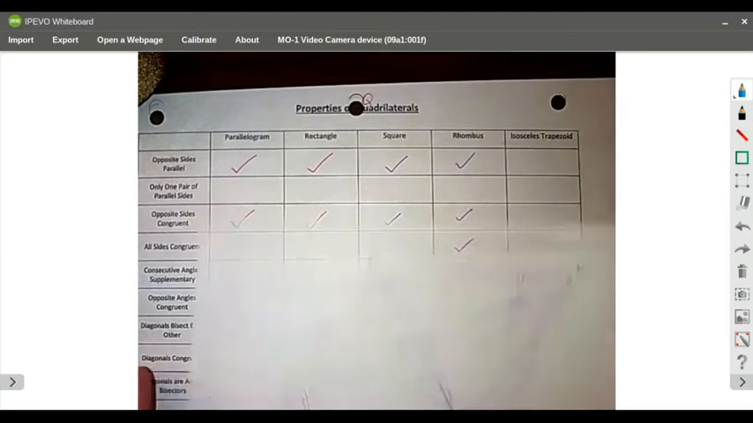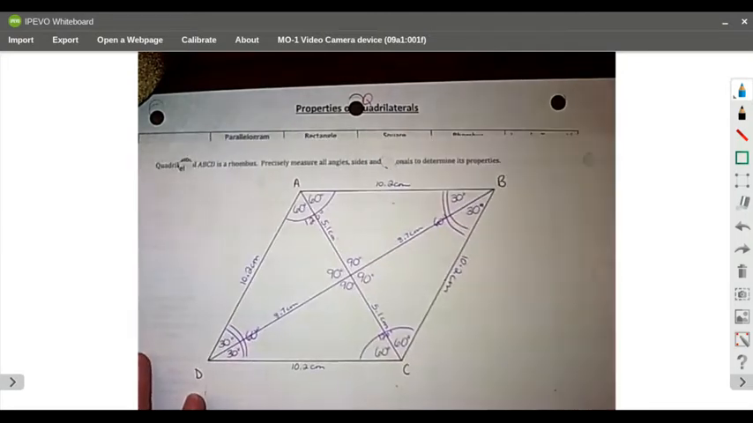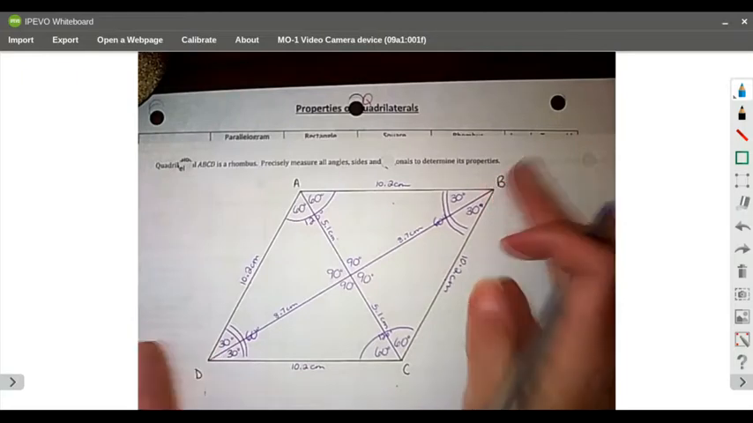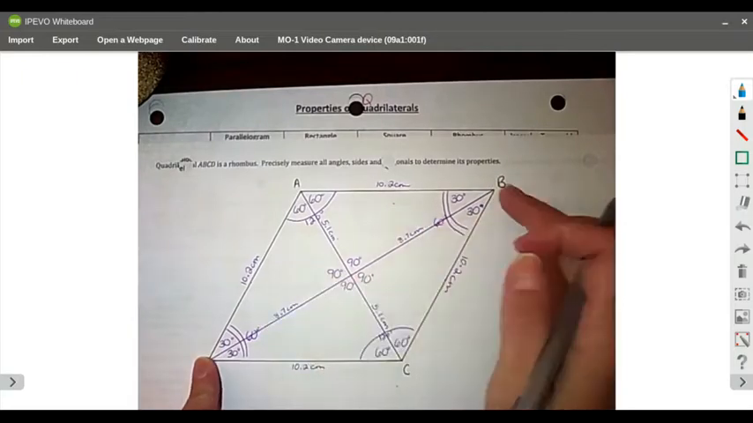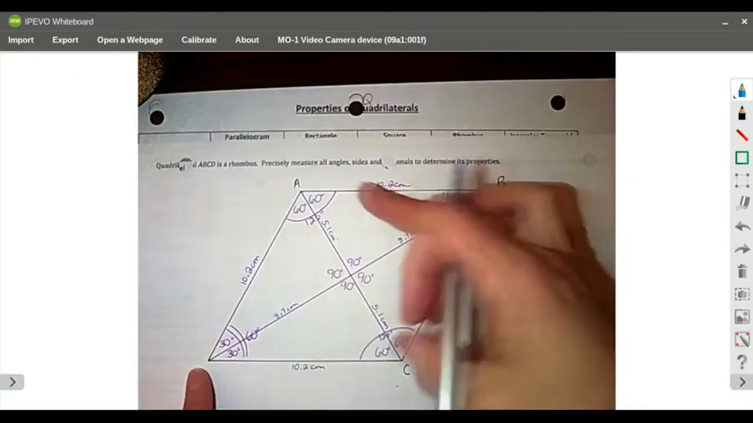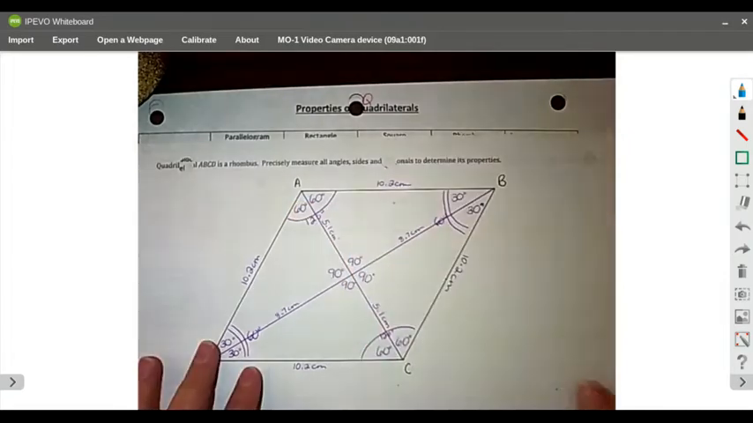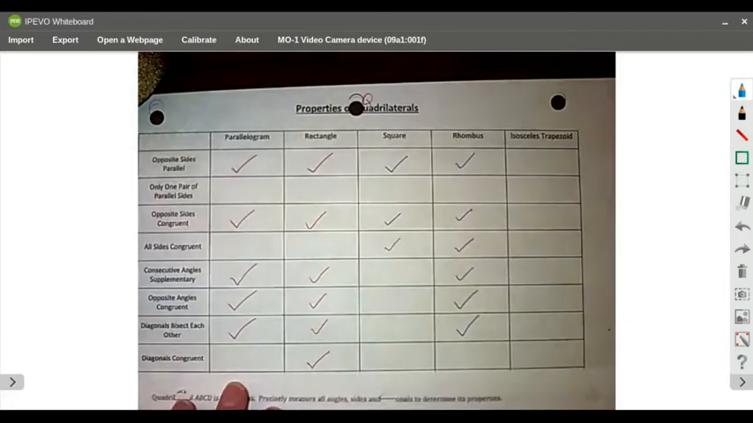Are the diagonals congruent? That's the next one. So that was true in a rectangle, remember. Well, if this whole thing is 8.7 plus 8.7, so what's that, 17.4, and this is 10.2, the diagonals are not congruent. So I'm going to leave that one blank.